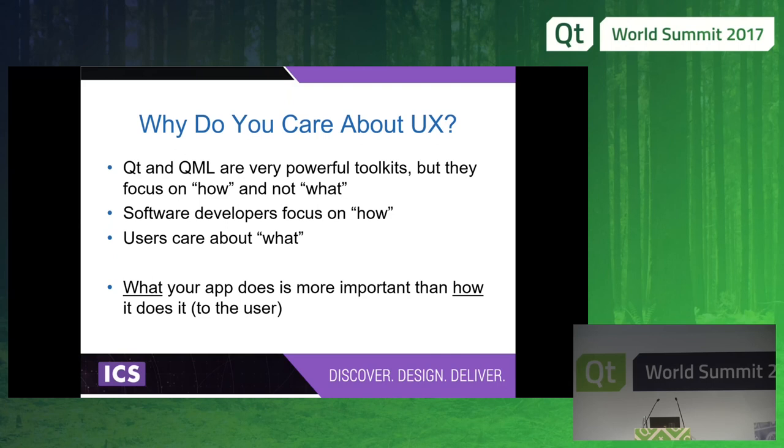So Qt and QML, obviously very powerful toolkits, and we're all here for these few days to hear about what the latest and greatest things are and what they can do for us. But by nature, as they're software toolkits, they focus on how. And when we're developing software, that's what we think about. How do I do this? How do I solve this problem? How do I create something?